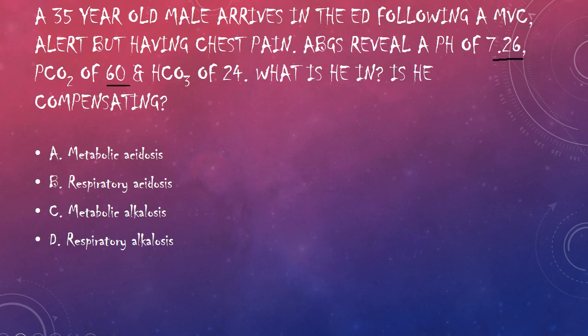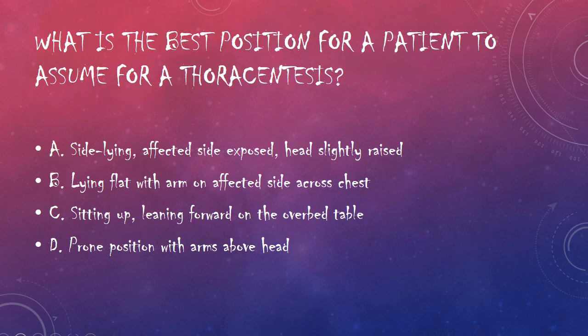A 35-year-old male arrives in the ED following an MVC. He is alert, but he's having chest pain. His ABGs reveal a pH of 7.26, a CO2 of 60, and a bicarb of 24. What is he in, and is he compensating? He is not compensating, and he is in respiratory acidosis because his CO2 is high and his pH is low.